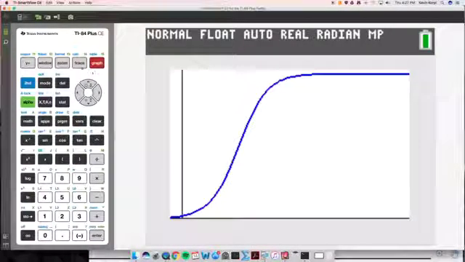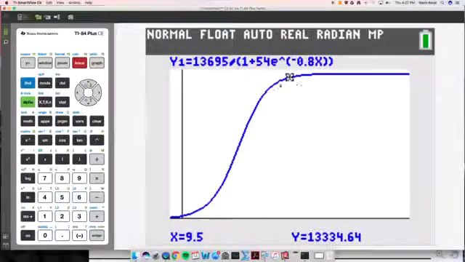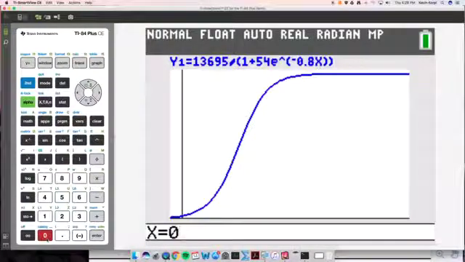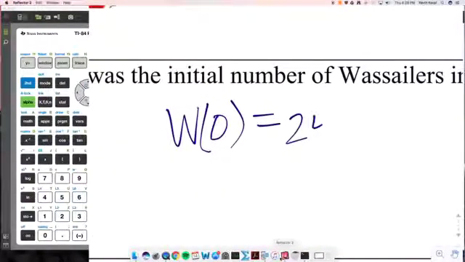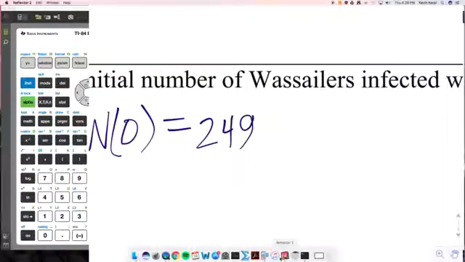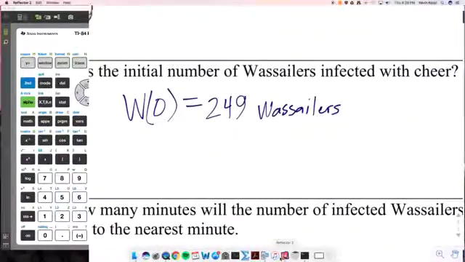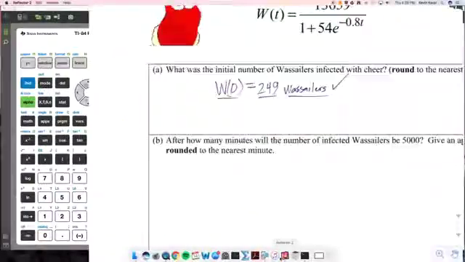And now it's just a matter of going to your calculator, typing trace. It's going to show you your cursor. It's going to give you ugly values at the bottom. But believe it or not, it's waiting for you to type something in. So if you type 0, hit enter, there it is, 249. We don't even have to round that number. It's a nice whole number. So this is 249, and the units are Wasslers, people that are at Wasselfest. That was a check on the test right there, with the notation, with the number, and with units.